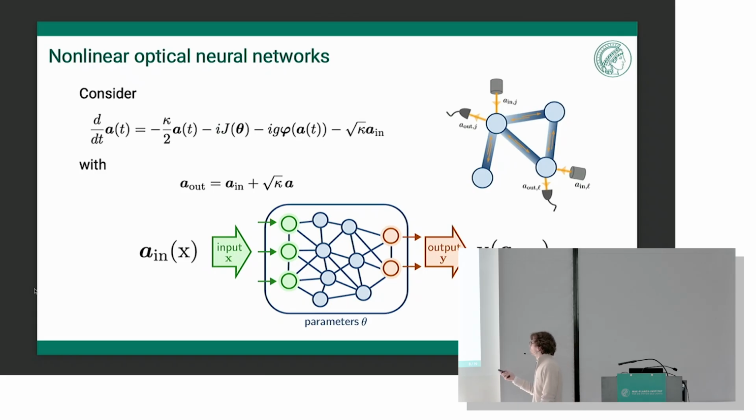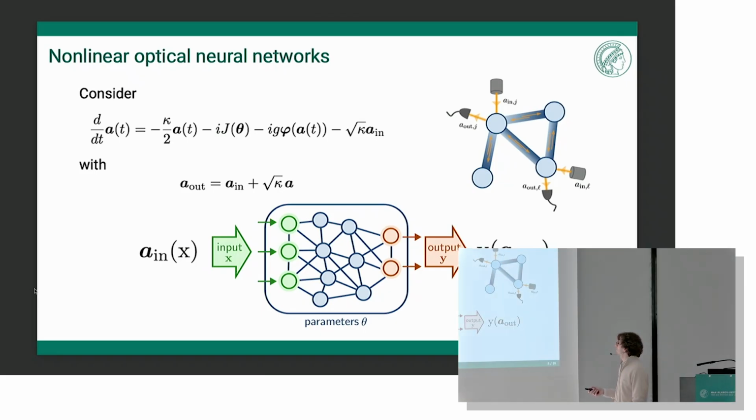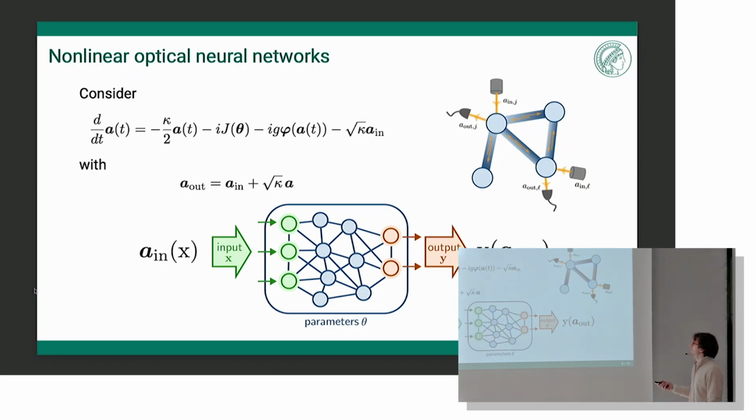So the question is, how would you compute the gradients of a smooth cost function with respect to this y, and also with respect to some physical parameters, which you may think of as, I don't know, the detunings or the linear coupling between these nodes.